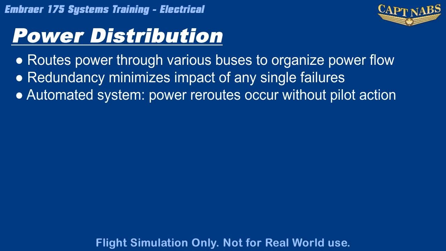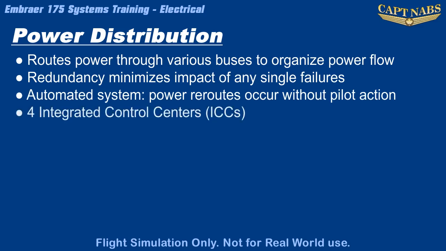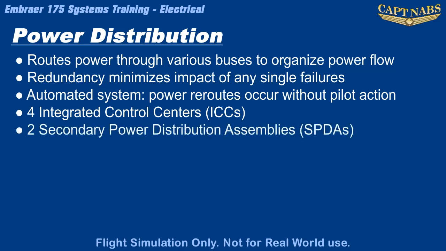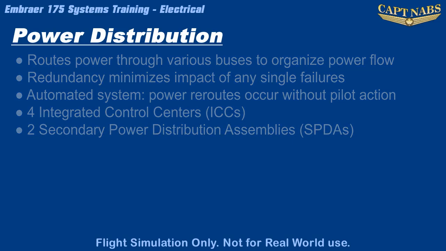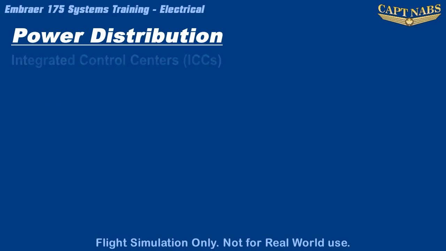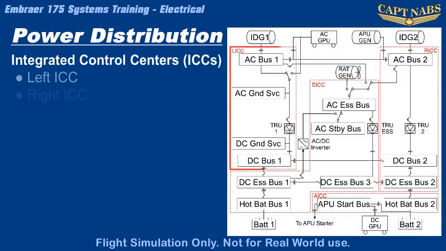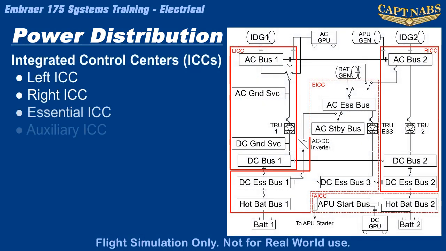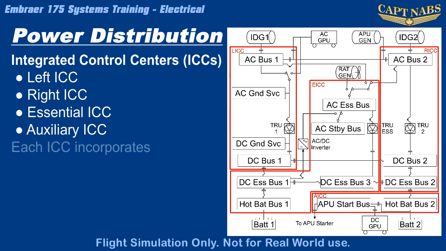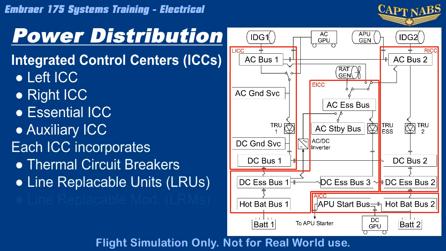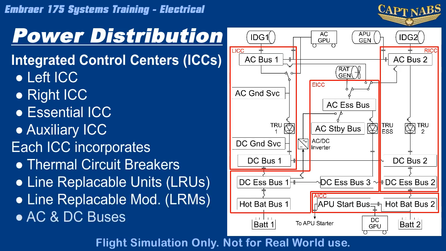Electrical power distribution is handled by 4 Integrated Control Centers, or ICCs, and 2 Secondary Power Distribution Assemblies, or SPDAs. The 4 ICCs, Left ICC, Right ICC, Essential ICC, and Auxiliary ICC, route power to the various electrical buses while monitoring for faults. Each ICC incorporates thermal circuit breakers, line replaceable units, or LRUs, line replaceable modules, or LRMs, and the various AC and DC buses.